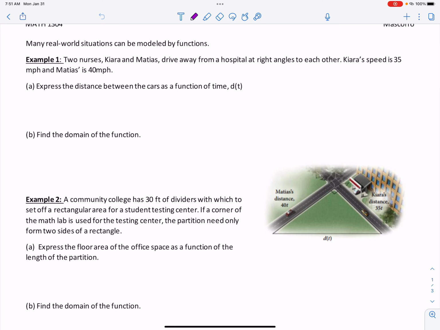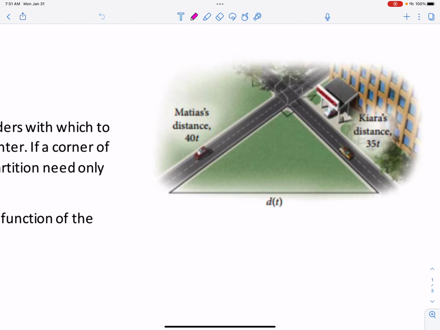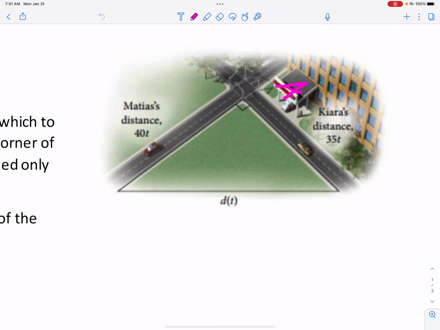It says 2 nurses, Kiara and Matthias, drive away from a hospital, and I've even included a picture for us. So if you can see that, let me go ahead and zoom in. Here's the hospital right here, okay? And you can see this little car over here, that's Kiara, and she's driving off into the distance. And you can see Matthias's car, they're driving off into the distance as well, okay?